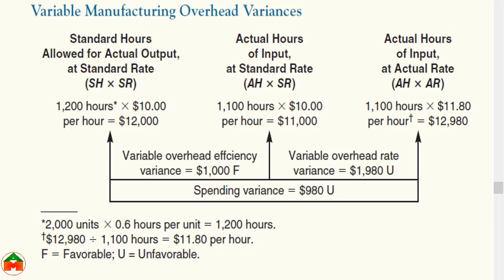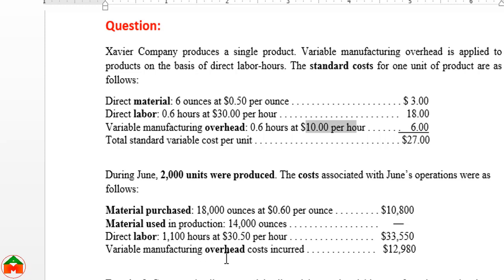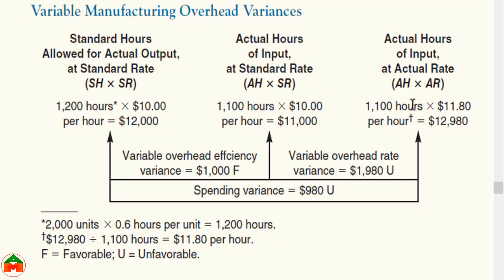Then we have to calculate the actual hour, but in the question we can see there is no actual hour. Although the labor hour is 1100, we can't see any amount for actual overhead hour. But we are already aware from the question that variable manufacturing overhead is applied to the products on the basis of labor hour. So labor hour and overhead hour are the same. Here labor hour is 1100, so overhead hour would be 1100 hours. So the actual hour is 1100 hours, and the actual rate is 11.80.